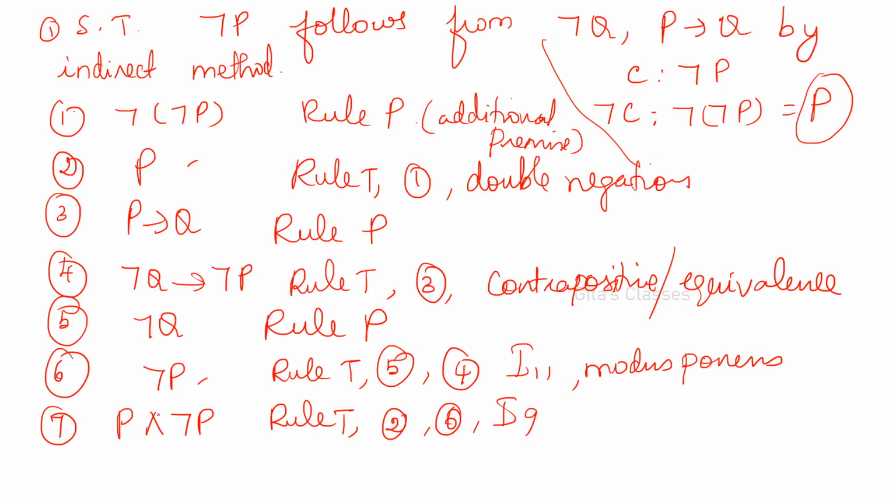Now we got a contradiction. How did we get a contradiction? We have taken the negation of the conclusion and arrived at a contradiction. Therefore, not P follows from the given set of premises. Okay. So you have to write like this. Therefore, the inclusion of not C leads to a contradiction.